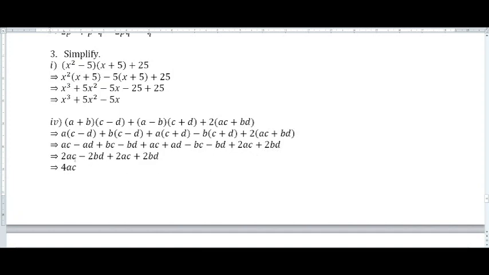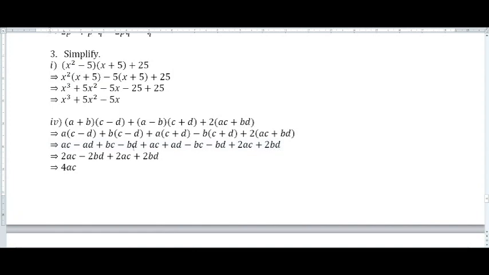Okay, here AC is here, another AC is here. Both are carrying plus sign, so AC plus AC is 2AC. Okay, here minus AD is here, plus AD, we can cut it. Okay, we can cut this. Then plus BC is here, and minus BC is here, so we can cut it.